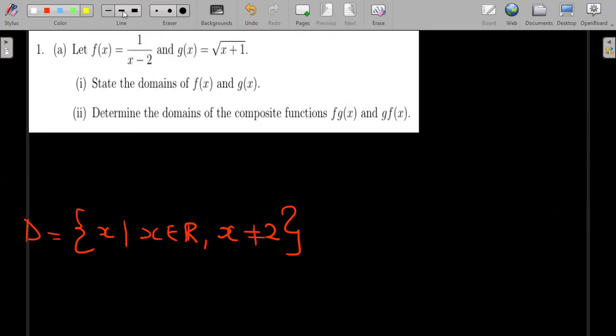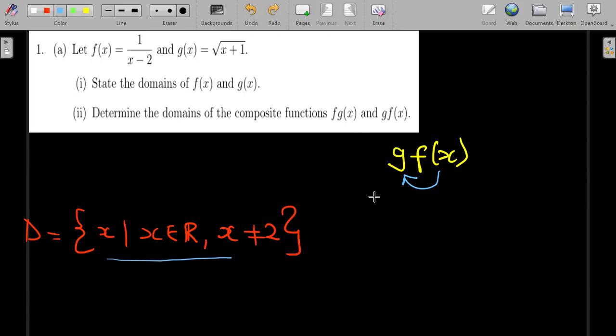Okay, so for us to find the domain of g of f of x, we first of all have to consider the domain of this input function, which is f. The domain of this input function f is what we have here. So what we have to do now is just to find the domain of this composite function. So let's find the composite function.